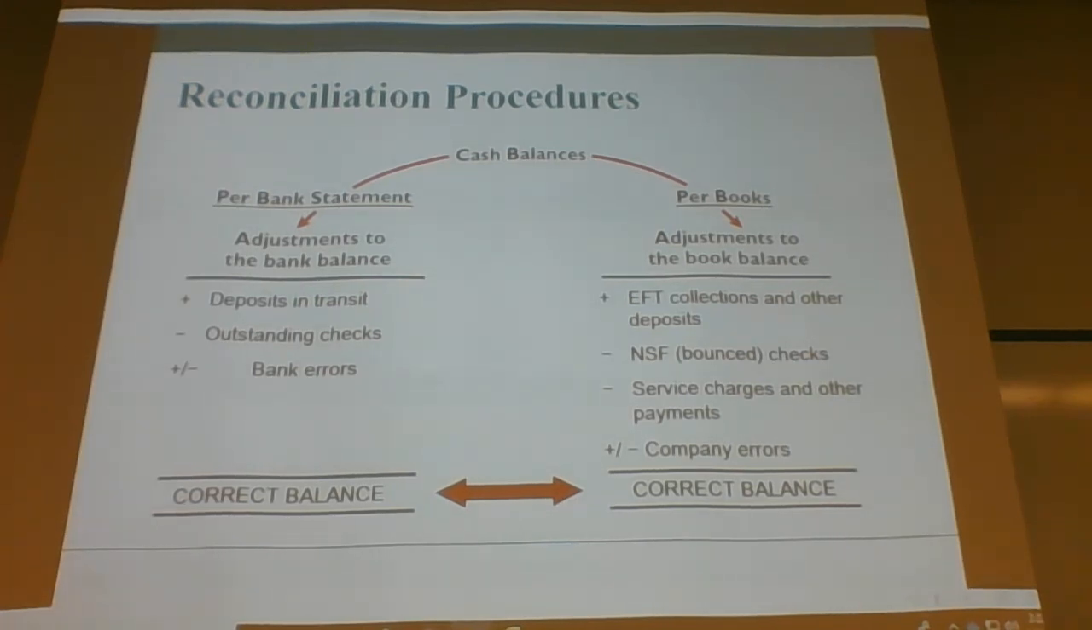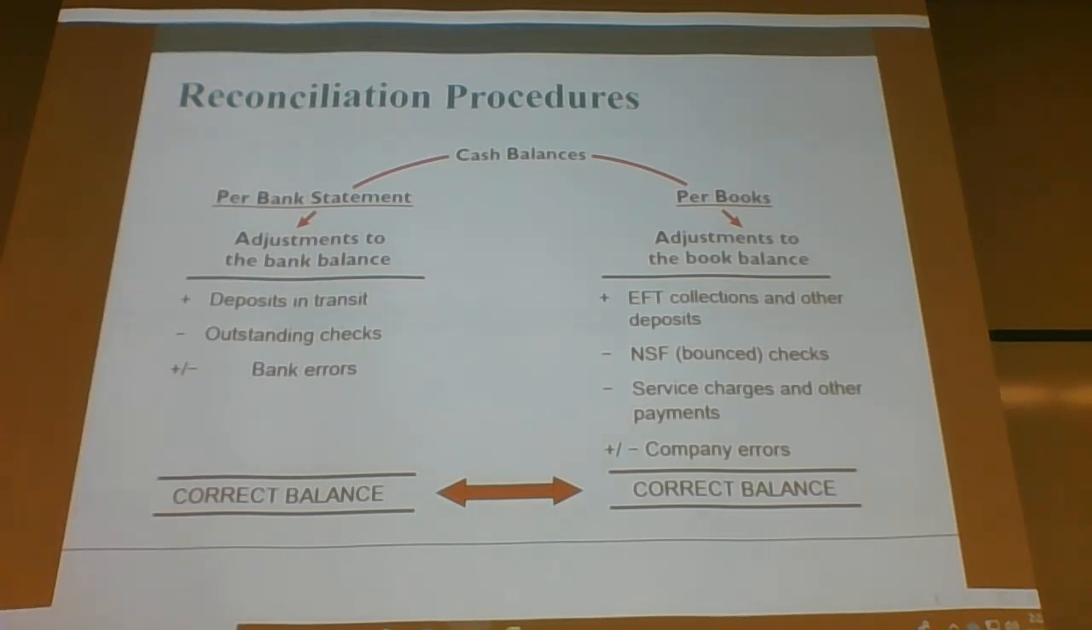So at the end of the month, we have to take all of these items that you see on the screen and essentially ask ourselves this question: who does not have the information? Is this information that the bank does not have, or information that the business does not have? So let's think about this.